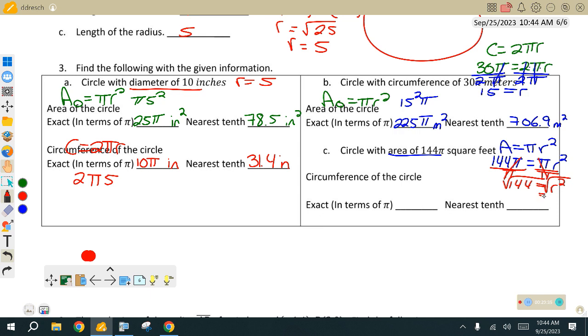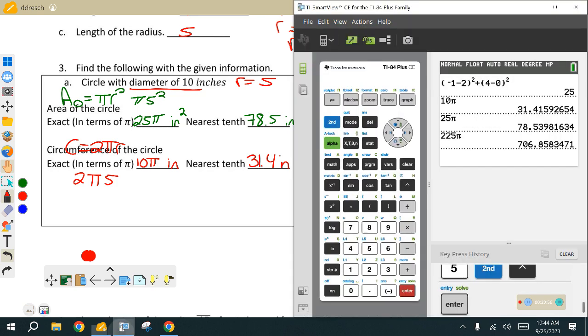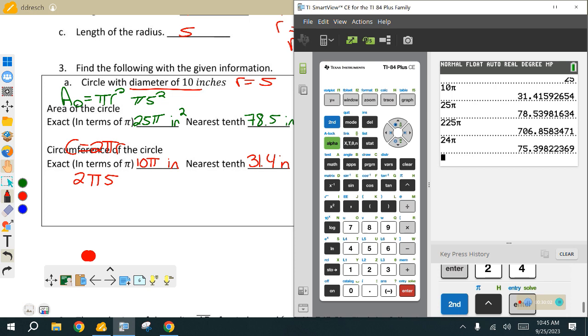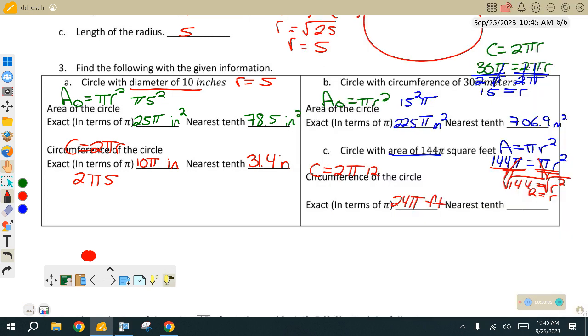All right, all that work to say, hey, circumference formula, 2 pi r, 2 pi 12. 2 pi 12 is 24 pi, right? Units are feet. And for the last time we go to the calculator. 24 pi is 75.4. 75.4 feet. Okay.